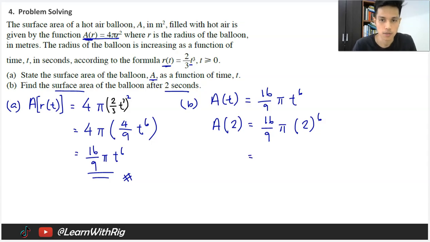I'm just going to give you the answer straight. It's going to be 113.7 over 9 pi. Now what's the unit for this? The unit is going to be meter square because it's area. Okay, same thing applies here. It's going to be meter square.